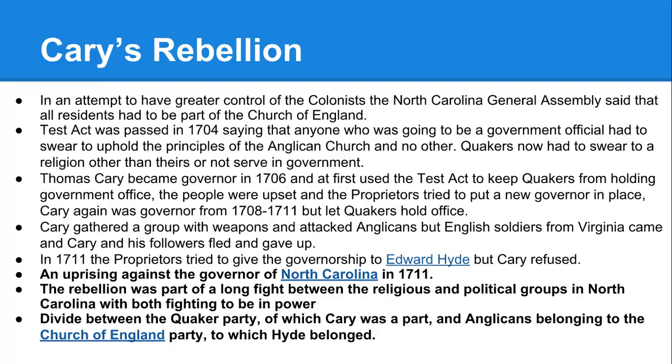A man named Thomas Carey becomes governor in 1706, and at first he uses the Test Act to keep the Quakers from holding government office. So he basically says only people in the Church of England can be part of the government. People are upset. There's a lot of Quakers in the Carolinas. They get upset that the proprietors try to put a new governor in place because it's either their heads or the governor's head, so they try to kick Carey out of office.